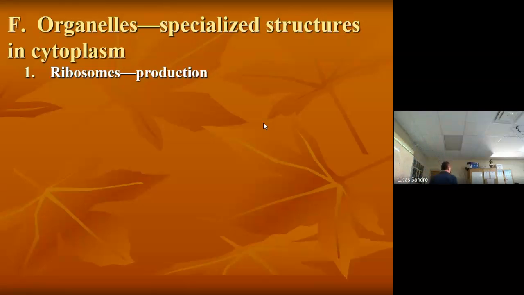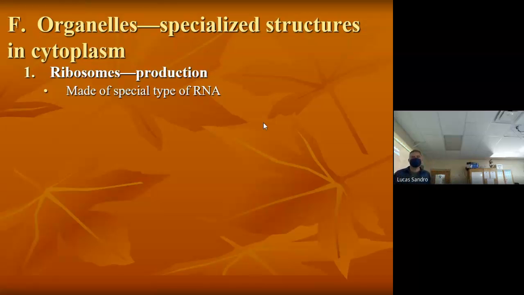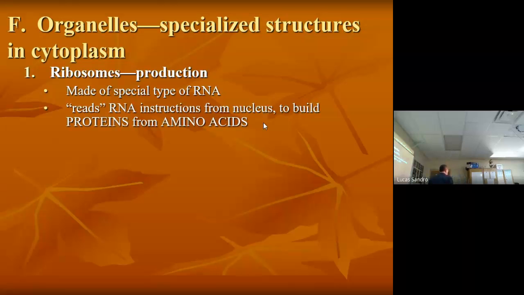It's the one that starts getting made in the nucleolus, and it's the one that RNA is going to when it leaves the nucleus. It's actually made of a special kind of RNA called rRNA. When DNA gets copied into RNA, which is called messenger RNA, the messenger RNA leaves through the nuclear pores and goes to the ribosomes.